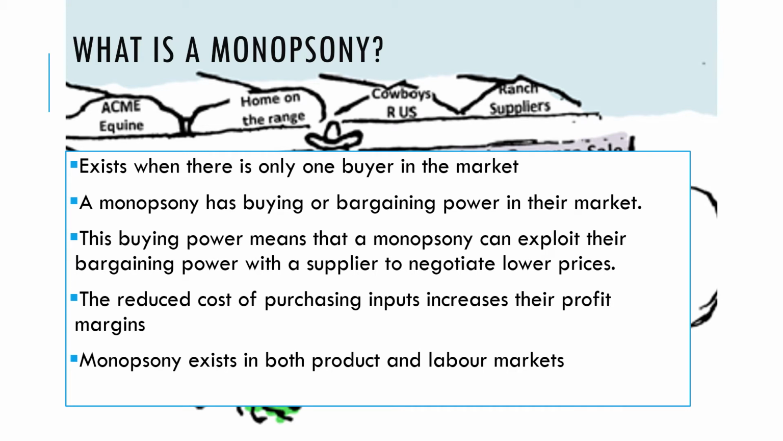Monopsony can exist in both product markets and labour markets, and what we mean by that is that you can have a monopsony firm that is the sole buyer, let's say, of a particular type of screw. That's a product market, and they're the only company that buys that type of screw. They're a monopsony. You can also have it that a company is the only employer in that market, so they are a monopsony firm in the labour market.